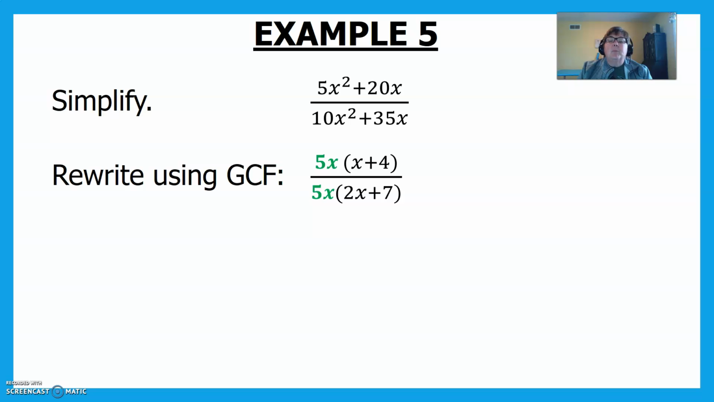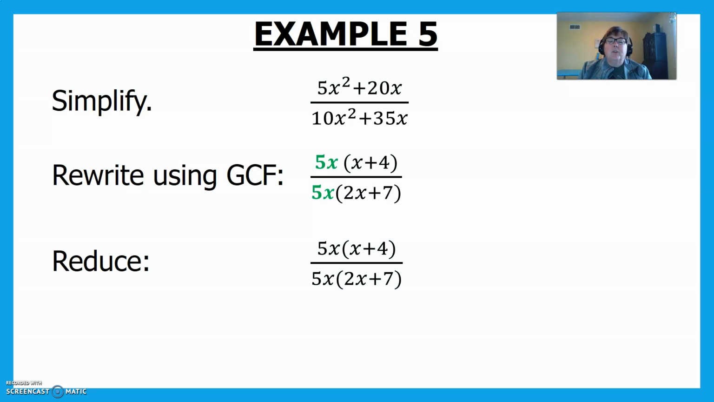So what would I have to multiply 5x by to get to 5x squared? Well, an x. Or I could ask myself, when I divide 5x squared by 5x, what do I have left? And that's an x. You can think about it either way. And 20x divided by 5x is 4, or think about it as 5x times what is 20x. And I do the same thing on the bottom. When I pull a 5x out of 10x squared plus 35x, I'm left with 2x plus 7.